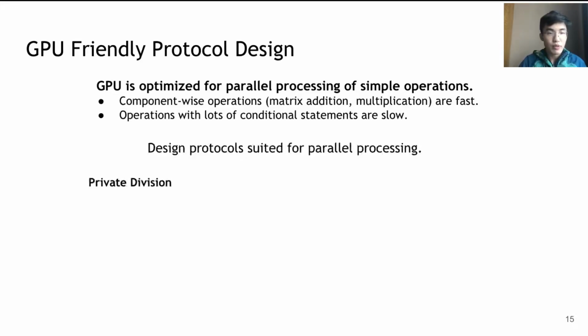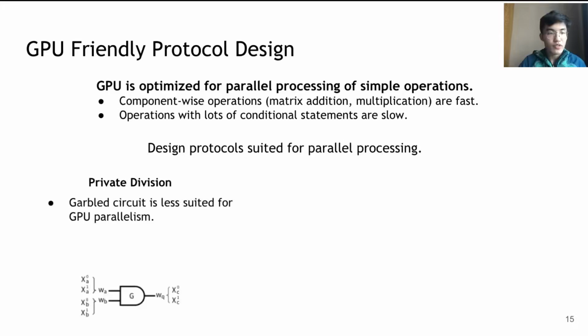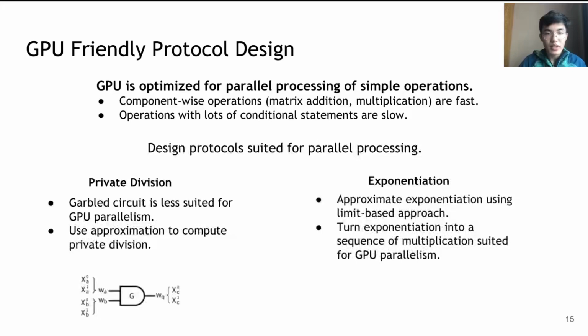For example, for private division, we could use a garbled circuit to compute private division, but garbled circuits are less suited for GPU parallelism. We therefore use an approximation-based method to compute private division. Similarly, in the case of exponentiation, we approximate exponentiation using a limit-based approach, which turns exponentiation into a sequence of multiplications that is suited for GPU parallelism. For a detailed description of our protocols, please refer to our paper.